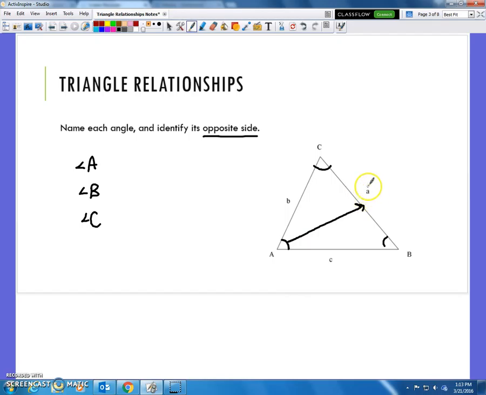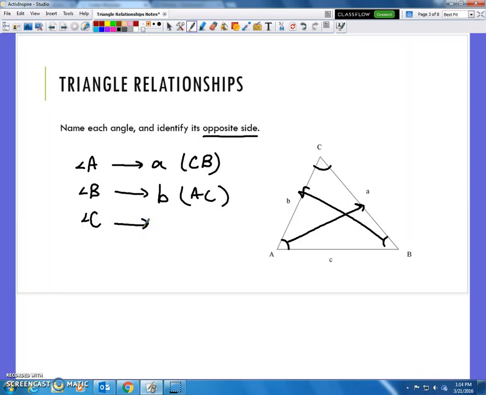In this case, we would call it little a. Little a is opposite of angle A. Or I could even say that's the same thing as the segment CB. Okay, you could call it CB as well. That would be acceptable. They're not always labeled with little letters across, and we're going to find that out here in a second. Opposite angle B would be little b, or we could call that segment AC, or we could even call it CA if we wanted to. And finally, opposite of angle C is little c. Or we could call it AB if we wanted to, or BA. Those are just segments.